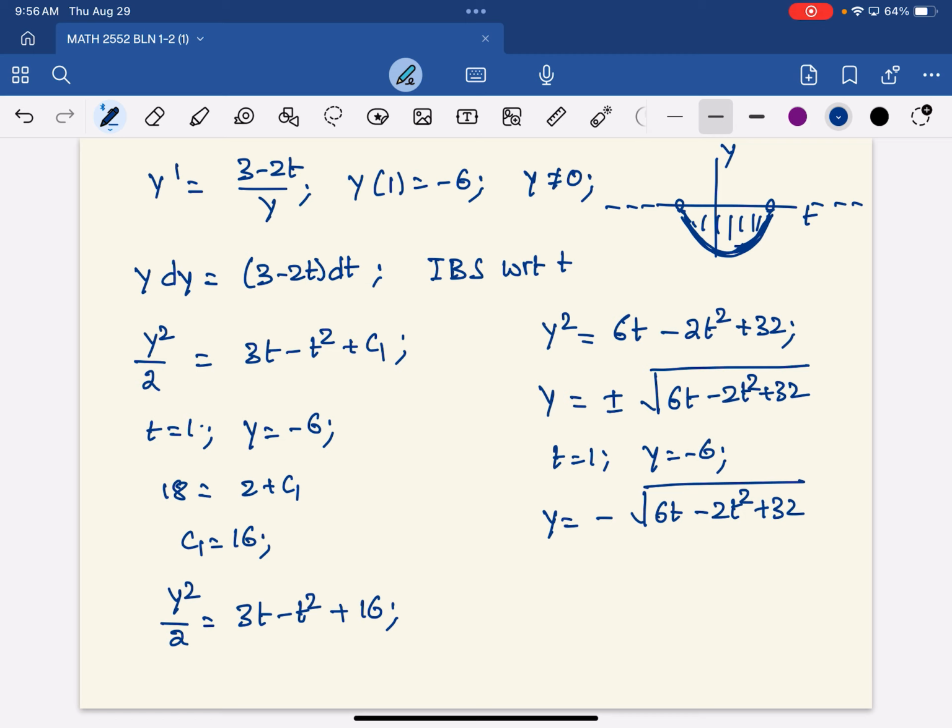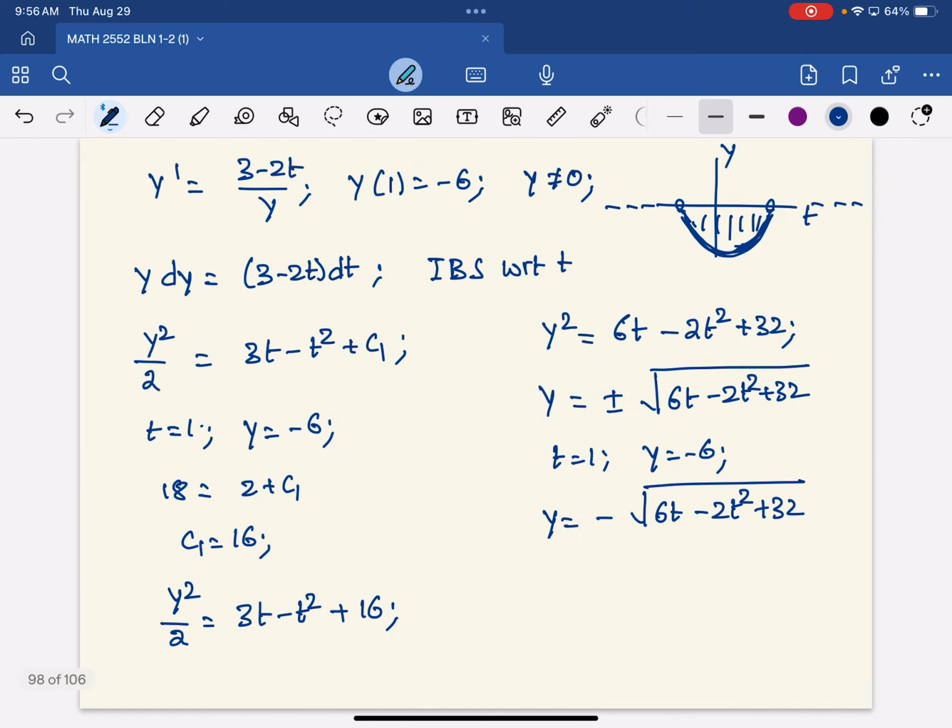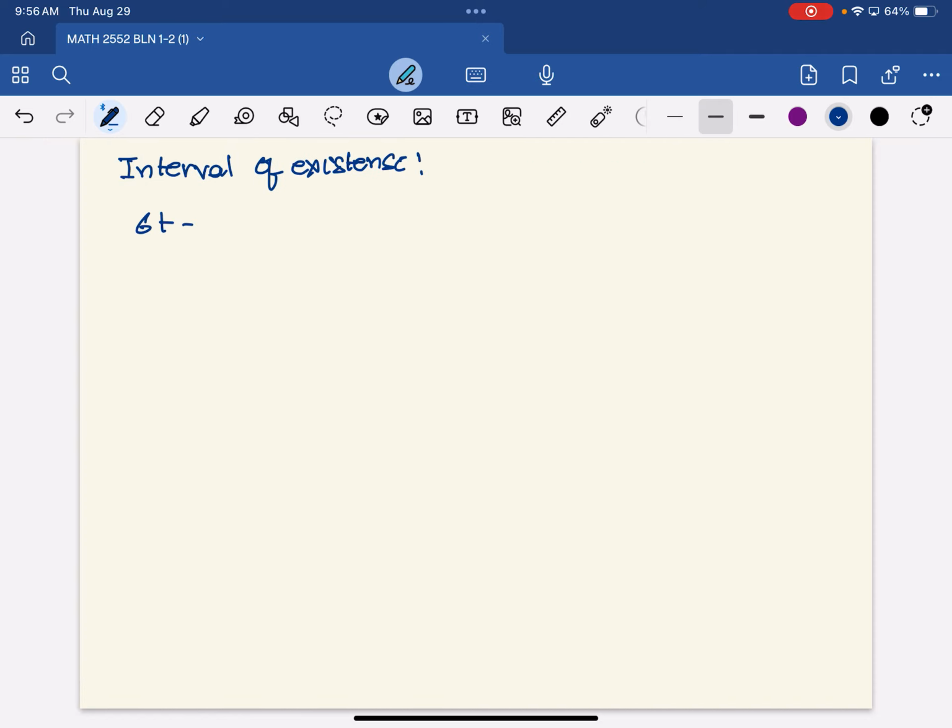So what are my t values? That's a question we would have. I want to find the interval of existence. So what are the t values between which my solution exists? How am I going to work this out? I'm going to say 6t minus 2t squared plus 32 is equal to 0. I'm going to set it equal to 0.